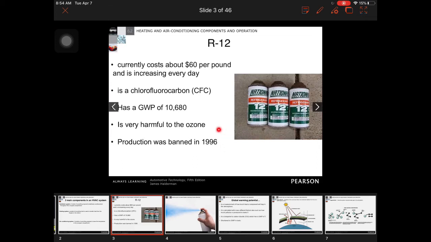So obviously, we figured out that it's harmful to the ozone. It's kind of harmful to produce also. A lot of emissions go along with production of R12. So due to that, production of R12 was banned in 1996. Now that does not mean that you cannot buy it. It is entirely legal to buy.